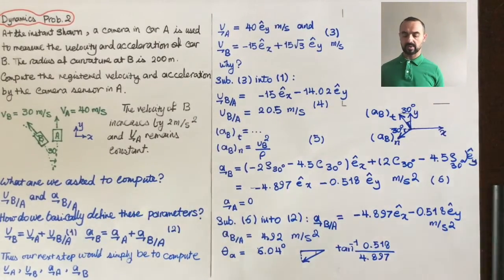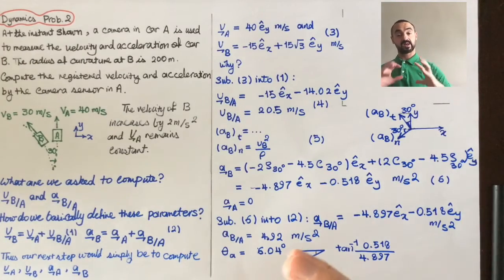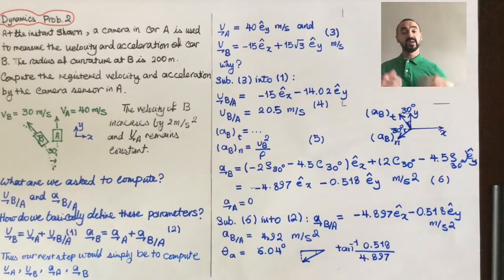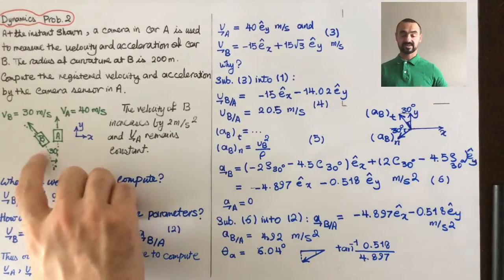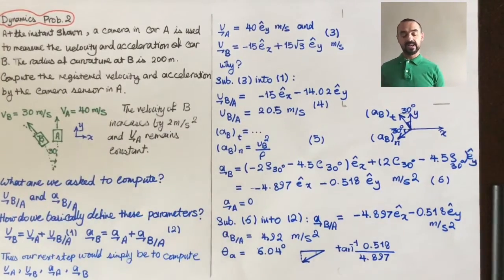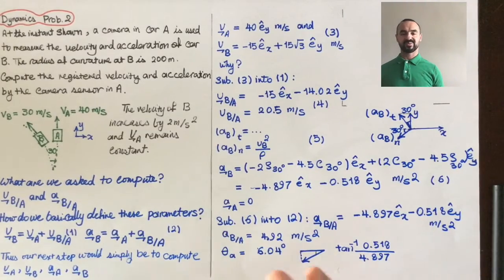So to summarize, we had this camera set up in A. We recorded the data. The question is, how can we interpret this data? We can interpret it as the relative velocity and acceleration of B with respect to A, and we use the information we are given to compute velocity and acceleration of B with respect to A.